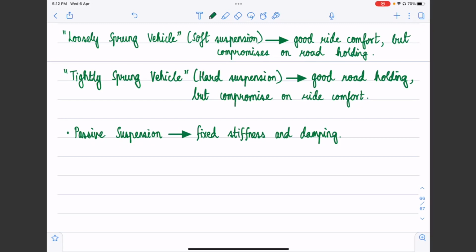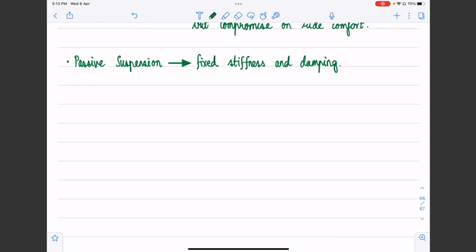If you take a passive suspension, which is what is mostly found in road vehicles, we will see that we design the suspension considering various trade-offs. We realize the suspension spring and the shock absorber, and we install it in the vehicle. That's it, right? As time progresses, we will not be able to change the characteristics of the suspension. Okay, so that's a passive suspension. On the other hand, we can have what is called an active suspension.